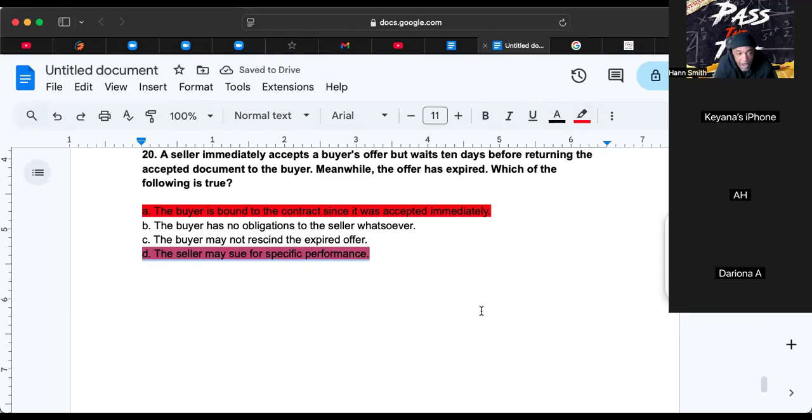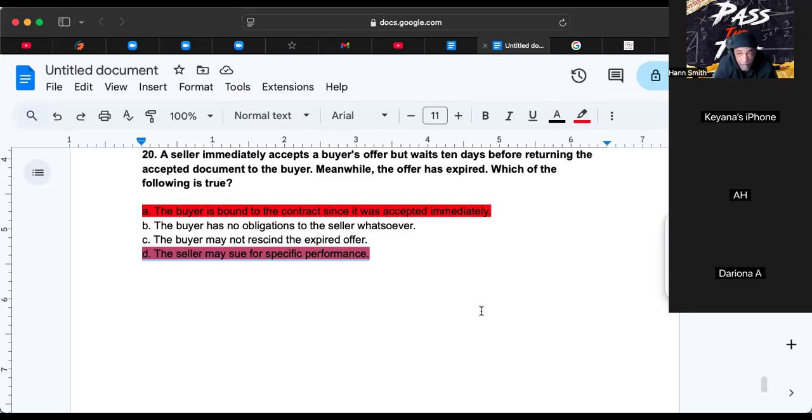B and C. The buyer has no obligations to the seller whatsoever. The buyer may not rescind the expired offer. Those are two opposite. One of those has got to be the answer because they're exactly opposite. The buyer has no obligations. The buyer can't rescind, which means they have obligations.